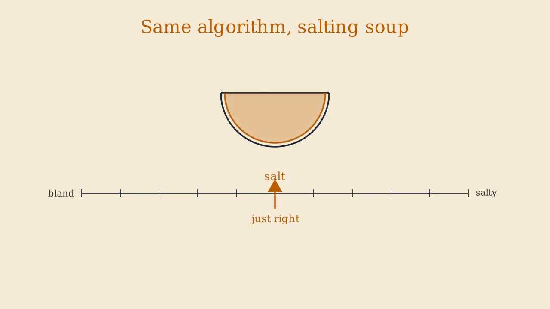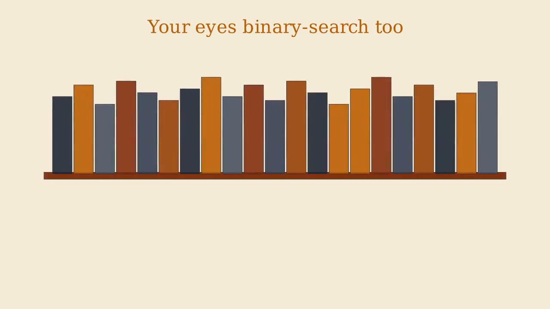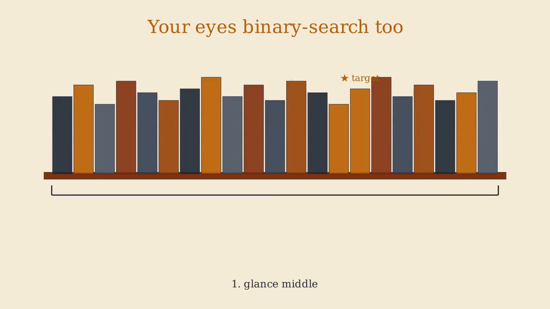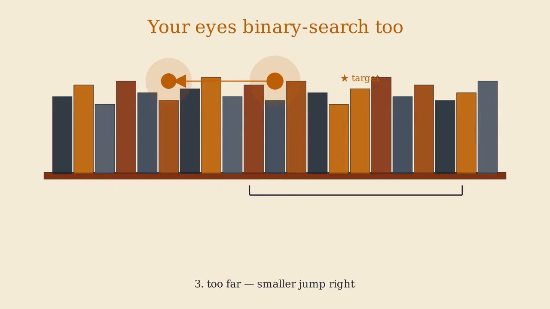The same algorithm your 6-year-old self ran on a dictionary is what a tuner runs on a piano string, and what a chef runs when seasoning a soup. Taste, adjust, each correction smaller than the last. Even your eyes do something like this. When you scan a bookshelf for a specific title, you don't read every spine. You glance at the middle, recognize the general section, jump toward where you expect the book to be, then make smaller saccades to zero in. Your visual system is constantly bracketing and halving.